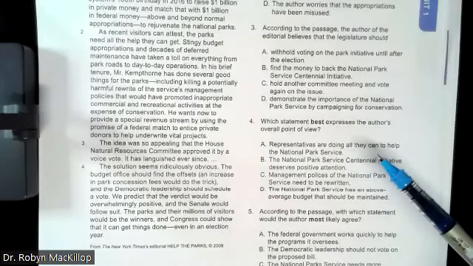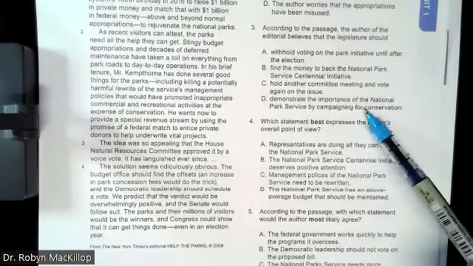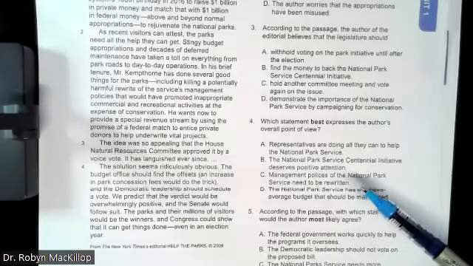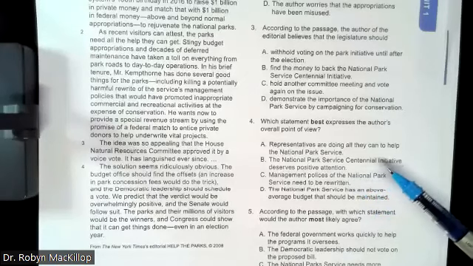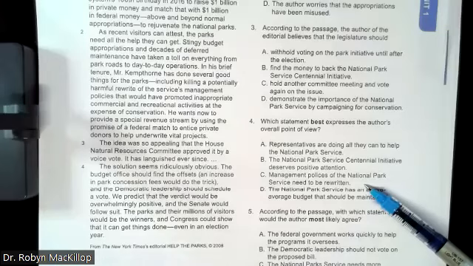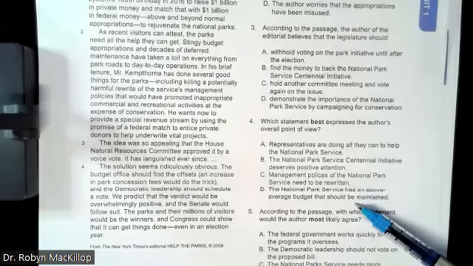All right, let's try this one. You did well. This is absolutely true. It's just annoying that it's not the right answer. Which statement best expresses the author's overall point of view? Does he think representatives are doing all they can? Does he think the initiative deserves positive attention? Does he think management policies need to be rewritten? Or does he think the Park Service has an above average budget that should be maintained?